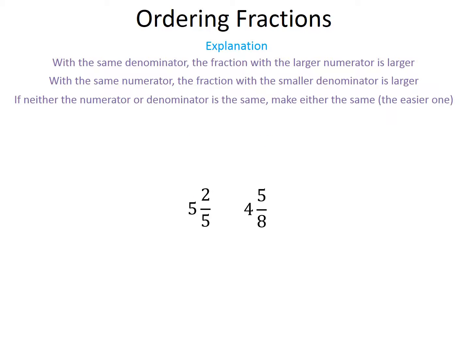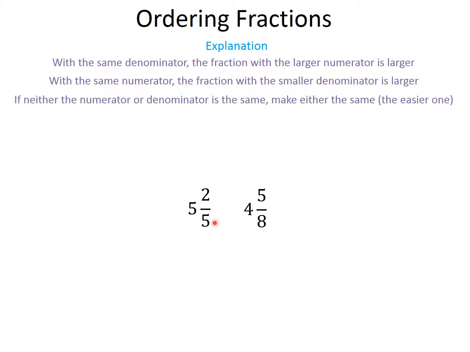Now when there's mixed numbers, so there's whole numbers and a fraction part, if the whole numbers are different, then that's awesome because that makes comparing them the easiest thing in the world. Whichever one's got the bigger whole number is automatically bigger. Think of it this way. This is 5 and a bit. This one's 4 and a bit. So which one's more, 5 and a bit or 4 and a bit? It's obviously 5 and a bit, isn't it? So that means this fraction is bigger than this one.